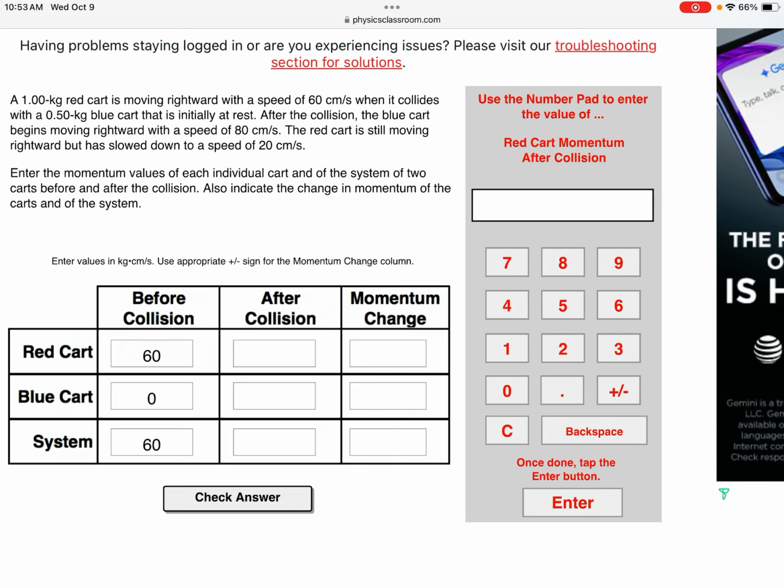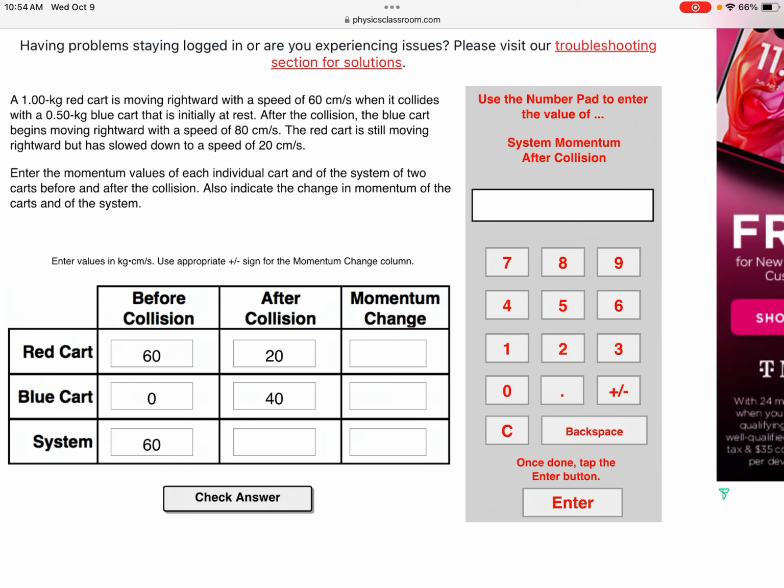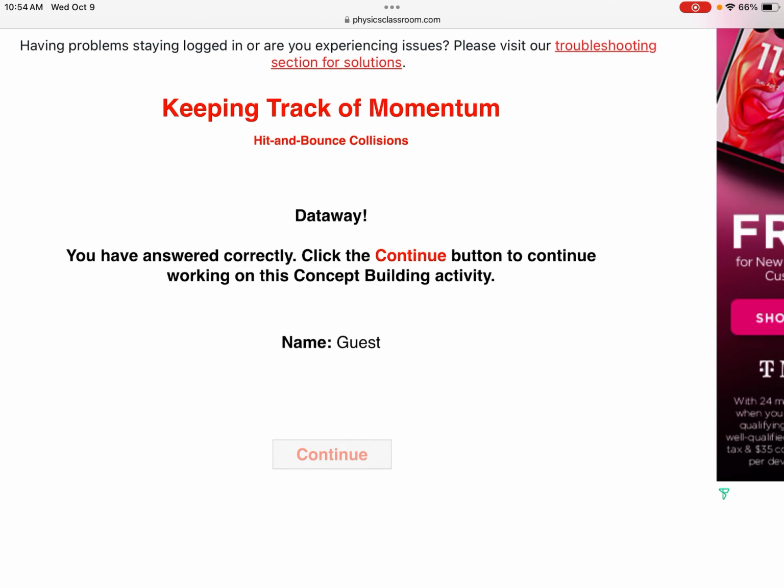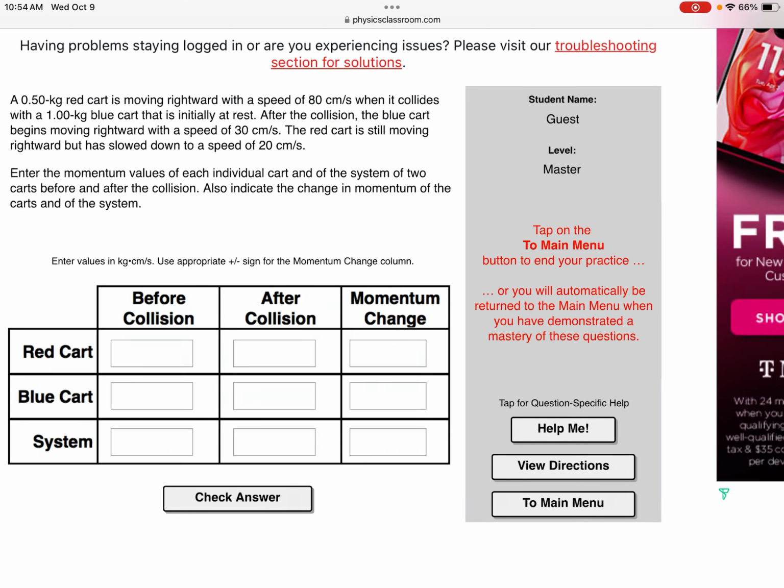After the collision, the blue cart begins moving rightward with a speed of 80. So the blue cart's momentum is 40 because its mass is 0.5 and its speed after the collision is 80. The red cart has slowed down to a speed of 20, so its momentum is 20. Everything still stands the same as in the previous set, but this time you're just having to actually calculate the momentum.